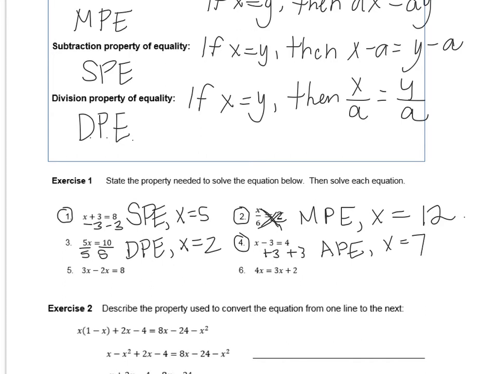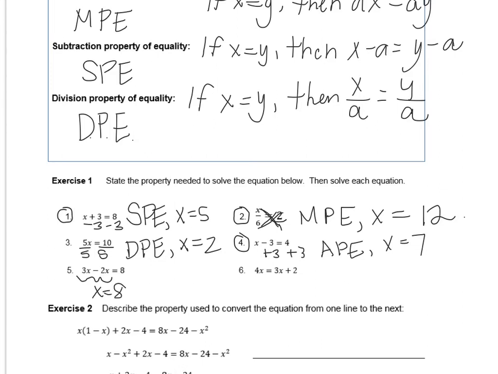Now number 5 is a little different, because our 4 new properties, these properties of equality, they really only happen when you do the same thing to both sides of an equation. But to simplify this, we wouldn't have to do something to both sides. We would just have to combine like terms on one side of the equation. 3x minus 2x is 1x. We end up with 1x equals 8.